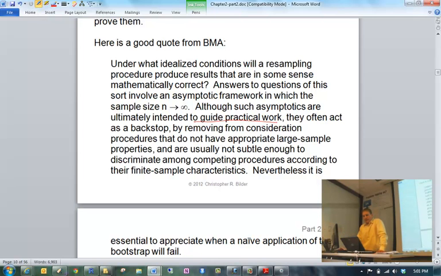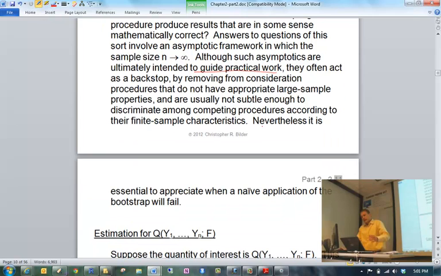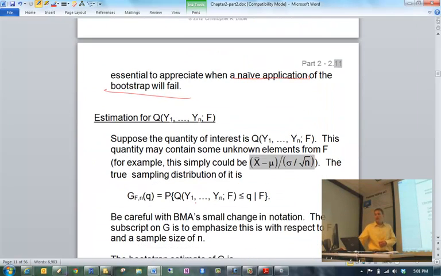good. Also, I'm not going to read the rest of it, but it's important to know when the bootstrap will fail. The bootstrap is not perfect. It can't solve every problem out there. It solves lots and lots of problems, but it will fail. We'll look at an example of when it fails shortly.